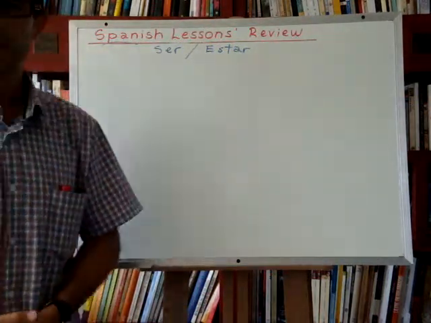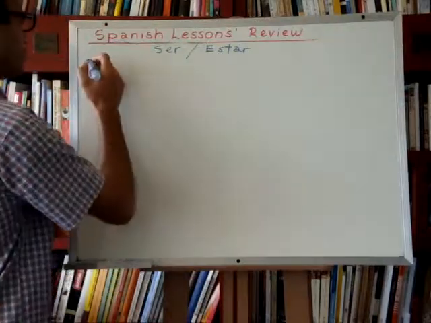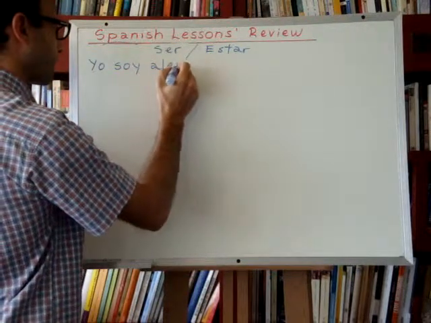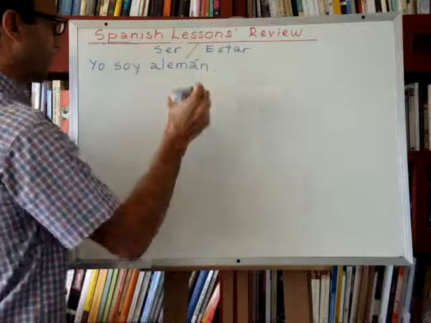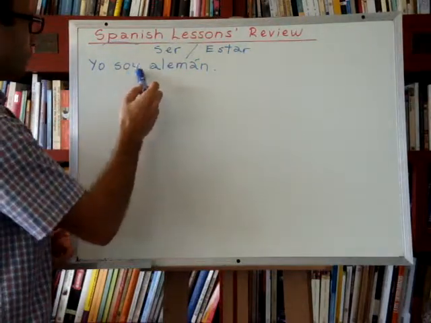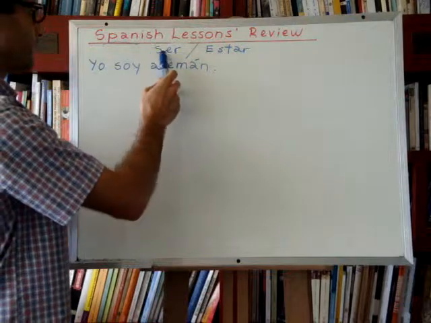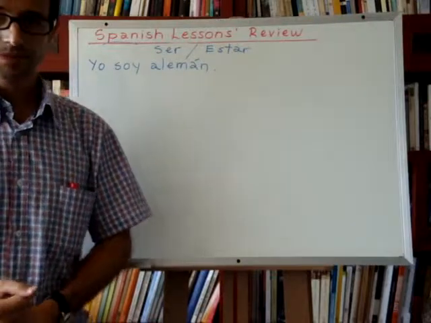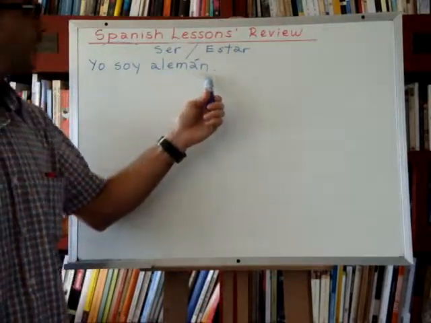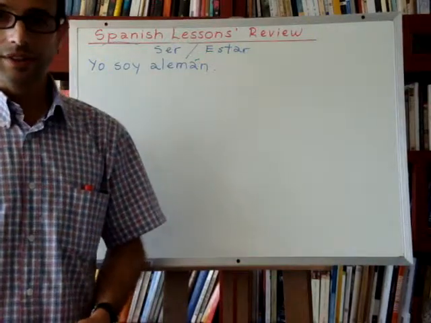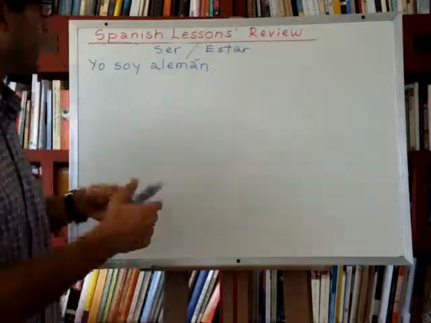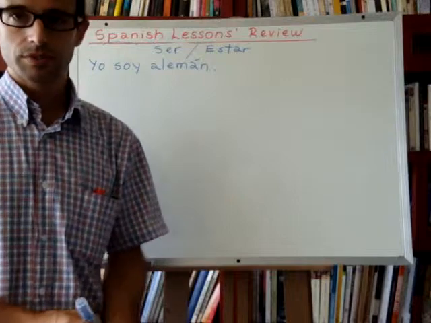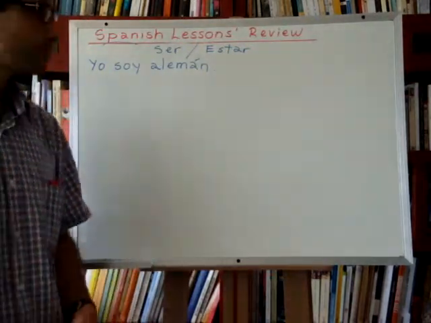Okay, so if we want to say I am German, we would say yo soy alemán. Alemán, okay? Remember that soy is the present tense conjugation of the verb ser for the first person of the singular, right? It is an irregular verb, okay? And remember that when we talk about somebody's nationality, the nationality in Spanish we write with lowercase letters, right? Same as languages, right? That's different from English, where we use the capital letter, right?